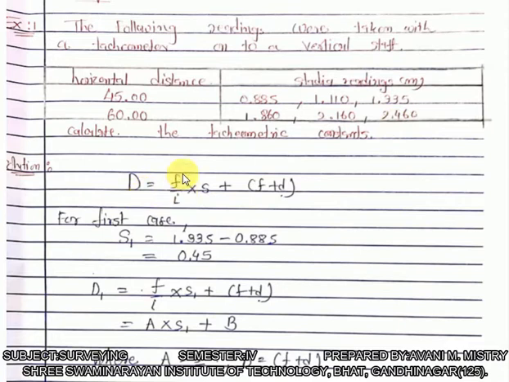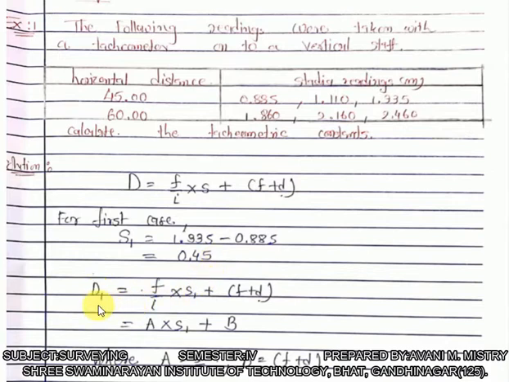We have a formula: D is equal to F divided by I into S plus F plus D. F divided by I is the multiplying constant, S is the staff intercept, and F plus D is the additive constant. F divided by I we denote as A, and F plus D we denote as B. For the first observation, the staff intercept S1 is equal to upper hair reading minus lower hair reading. Upper hair reading is 1.335, lower hair reading is 0.885. Therefore, S1 is equal to 0.45 meter.